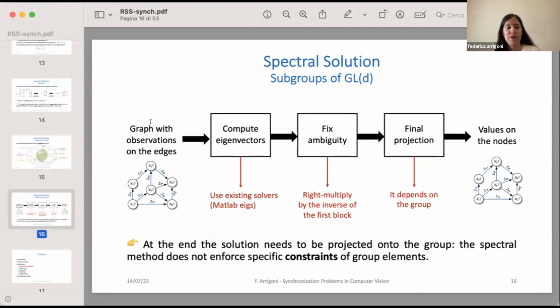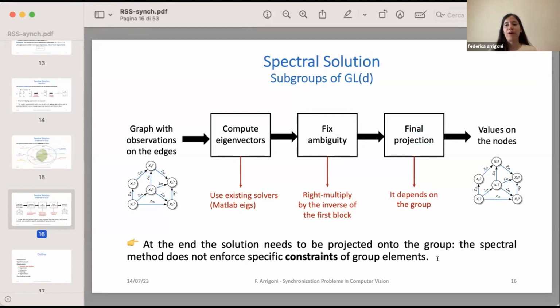Specifically, following the general solution for synchronization, we start with a graph that has these observations on the edges. We first compute the eigenvectors of this matrix, and then we multiply by the inverse of the first block in order to fix the ambiguity. Then we need to add an additional step compared to the previous solution, which is a final projection that depends on the group. And this is required since the spectral method works with linear algebra only, and it does not enforce specific constraints of the group elements.